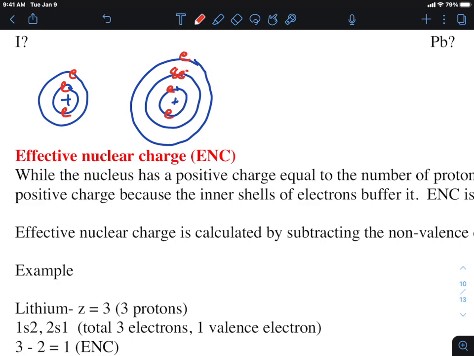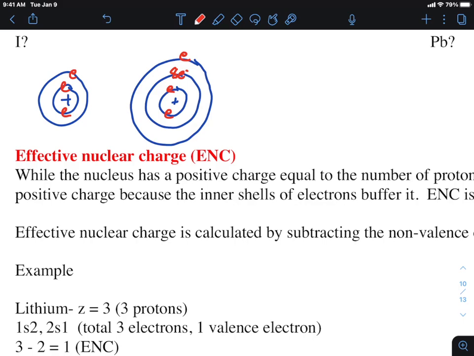If I asked you which one of these two would attract its electrons more, do you think it would be the first or the second? Second, maybe. What would the reason be if it was the second? More protons in the nucleus, okay.